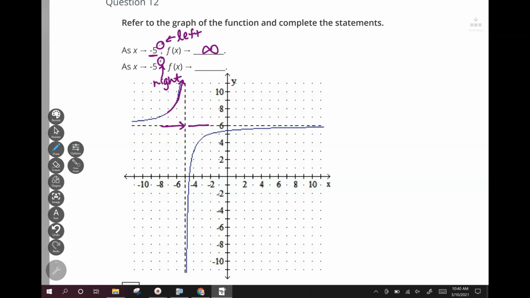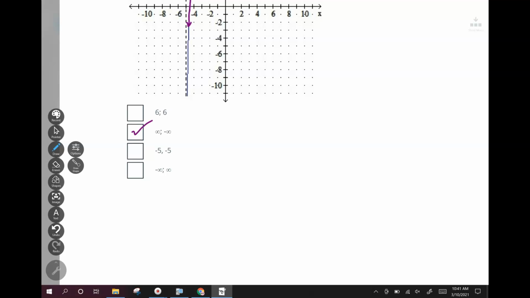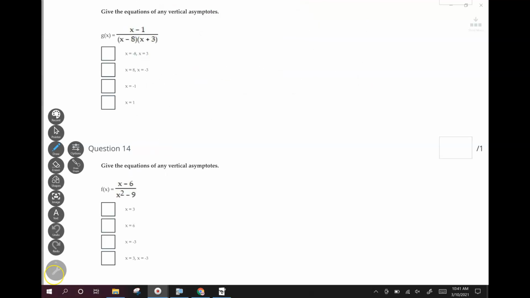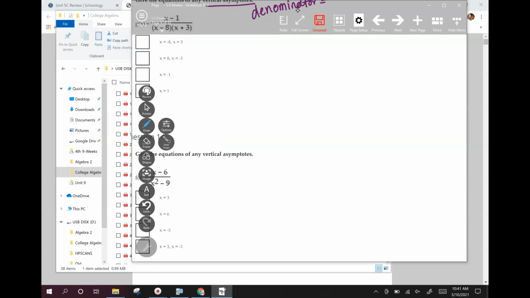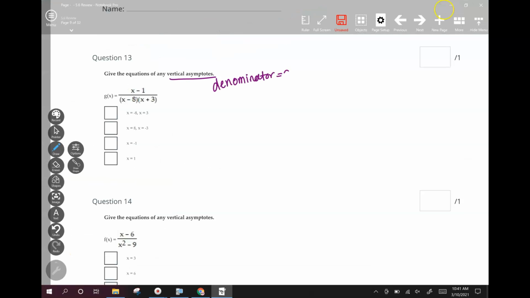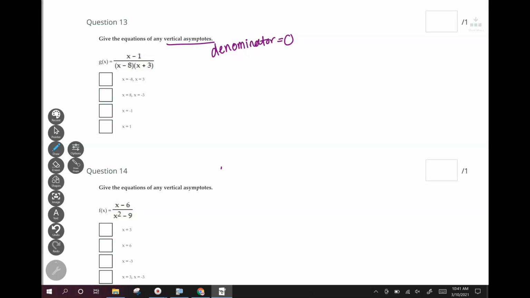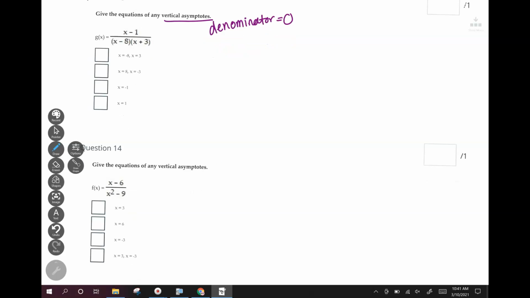Now as I approach -5 from the right, so right here, I'm approaching it from the right. So here's what's happening to my curve. It's going to -infinity. So positive infinity, negative infinity. On these, we are getting our vertical asymptotes. Vertical asymptotes are caused by the denominator, anything that makes the denominator equal 0. So in number 13, that's pretty easy. Just set those factors equal to 0, solve for x.